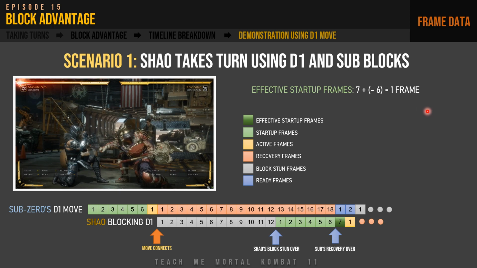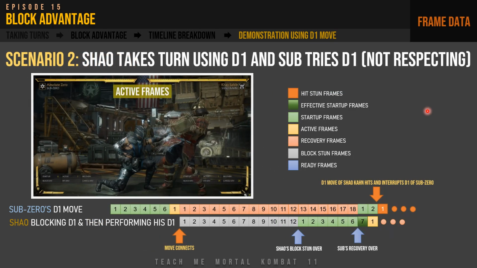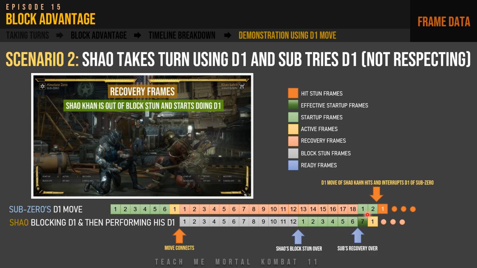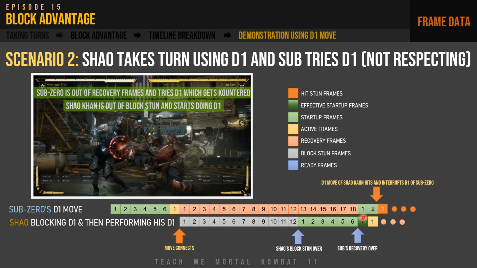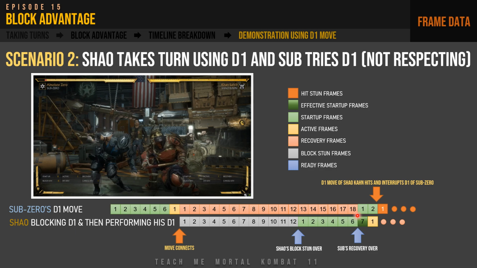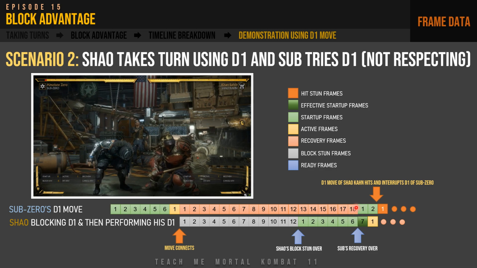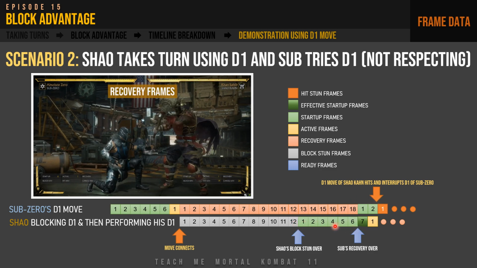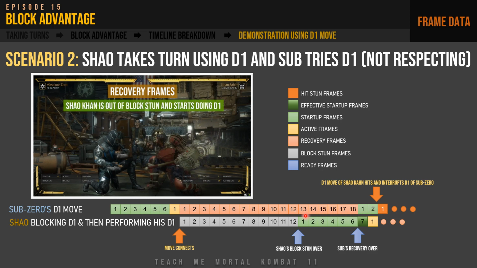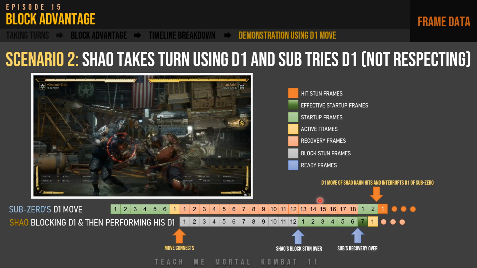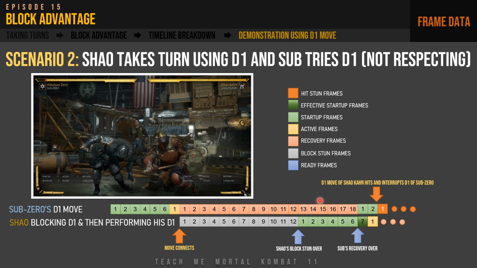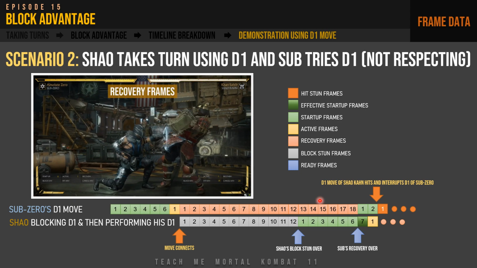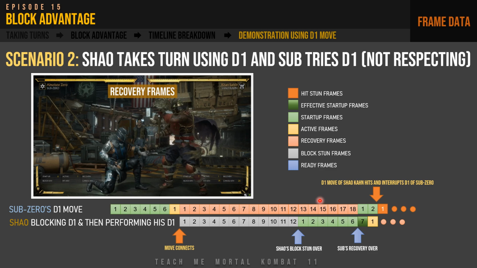Now let's consider another scenario and say Sub-Zero decides not to respect Shao Kahn's turn and tries to mash another down 1. Relative to when Shao Kahn is out of block stun, in order to do the follow-up down 1, Sub-Zero first has to suffer the 6 frames of block disadvantage and then an additional 6 frames of startup for his down 1 move. This will effectively make the startup of a follow-up down 1 to be 6 plus 6 equals 12 frames. So Shao Kahn's effective 1 frame down 1 in the previous scenario will beat and counter an effective 12 frame follow-up mashed down 1 of Sub-Zero, even though it is the fastest move in the game.